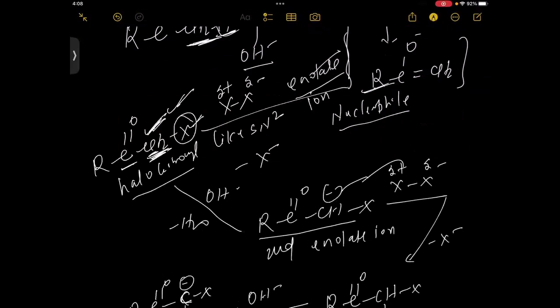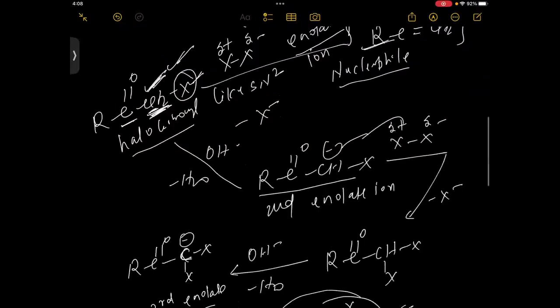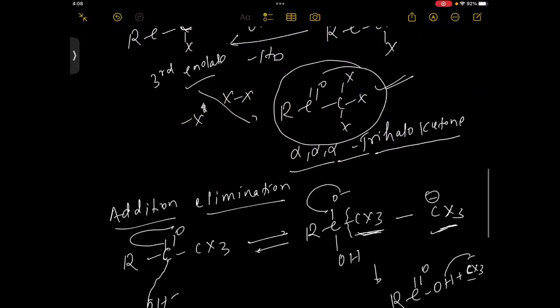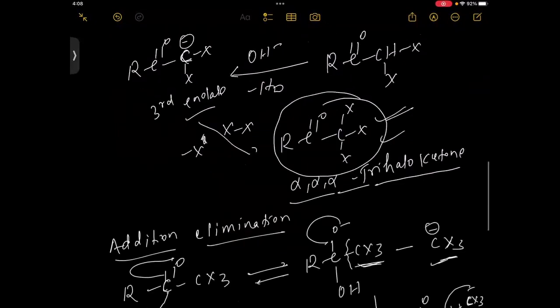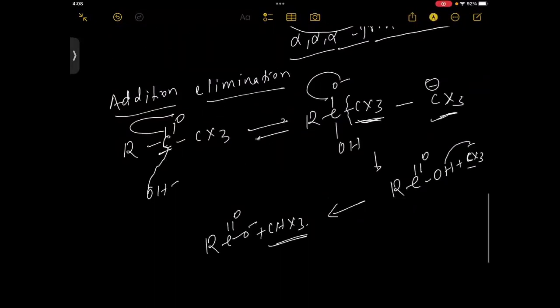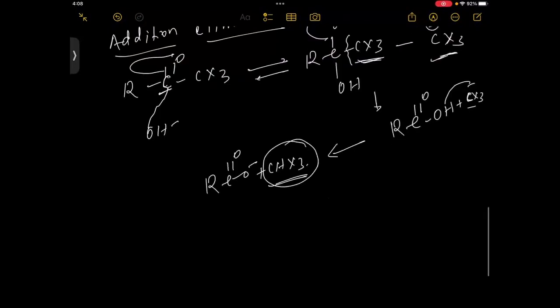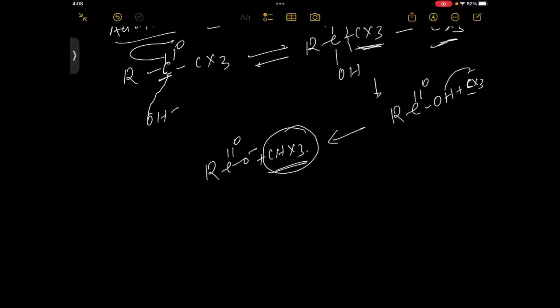Simultaneously, the same thing will happen. The OH will attack until and unless all the hydrogens are removed. So ultimately three enolate ions will form because you have three hydrogens attached to the carbon. Once you obtain this compound, OH minus again will attack on the carbon, right? And then you will get the CX3, correct? Understood?